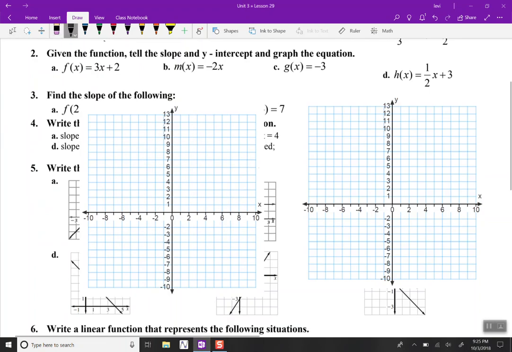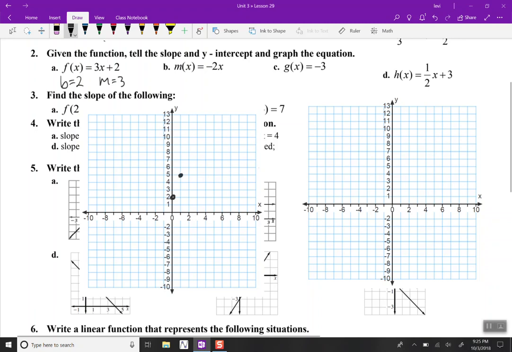Question 2, given the function, tell the slope and y-intercept and graph the equation. I'm going to give the y-intercept because we graphed that first. So our y-intercept is 2, our slope is 3. Y-intercept is 2, our slope is 3, that means up 3, right 1.